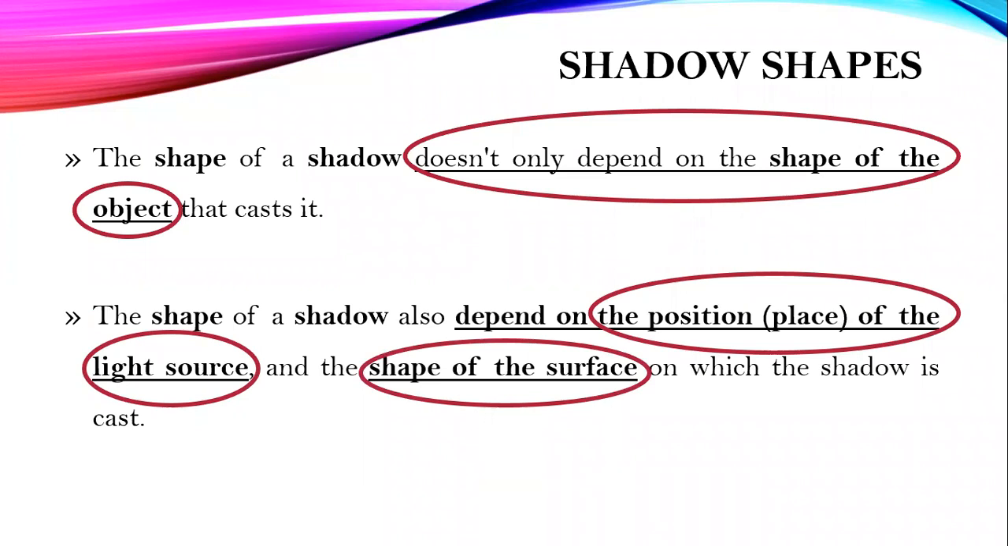One more time. The shape of a shadow depends on the position or place of the light source and the shape of the surface on which a shadow is cast. As the surface could be smooth or uneven, not all surfaces are alike or all the same.